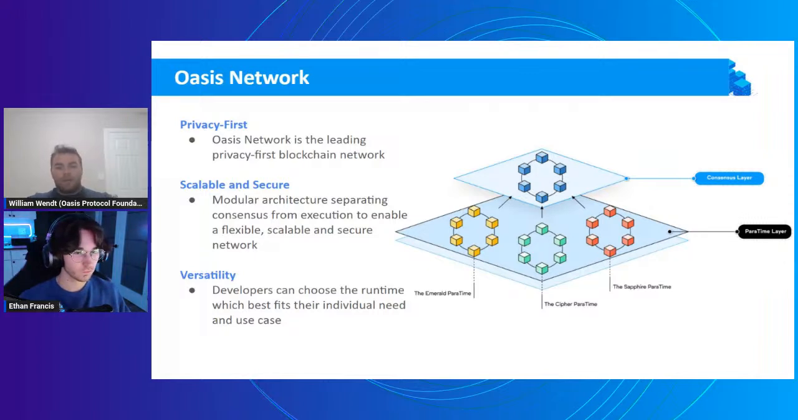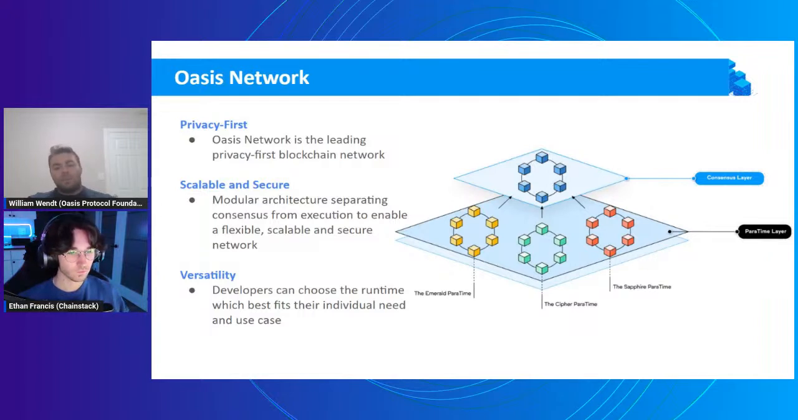We currently have 3 paratimes on Oasis. We have the Emerald paratime, which is our EVM compatible paratime. We have the Cipher paratime, which is our confidential network supporting WebAssembly based smart contracts. And then the one that we're going to talk about today is the Sapphire paratime. It's our newest release, and it's something that we're quite excited about. It's the first ever confidential EVM, so it's an EVM that supports encrypted smart contract state.